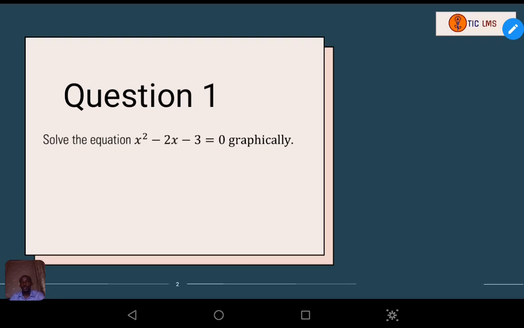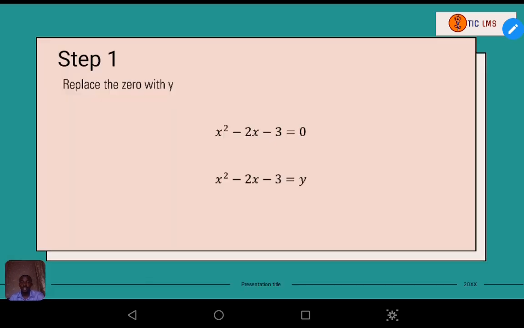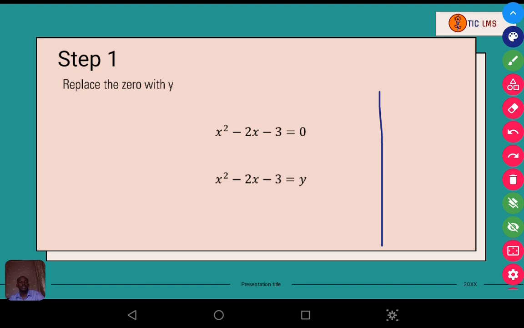Now, let's consider this question, which says that we should solve the equation x squared minus 2x minus 3 equal to 0 graphically. Alright, so the first thing is to replace 0 with y. It's to give us the two dimensions, which is x and y. Okay, so we're going to consider it in two dimensions like this.